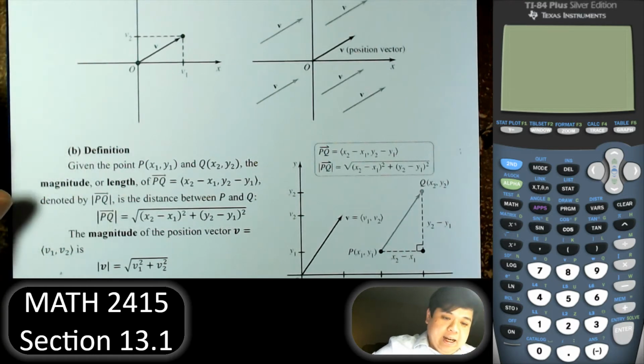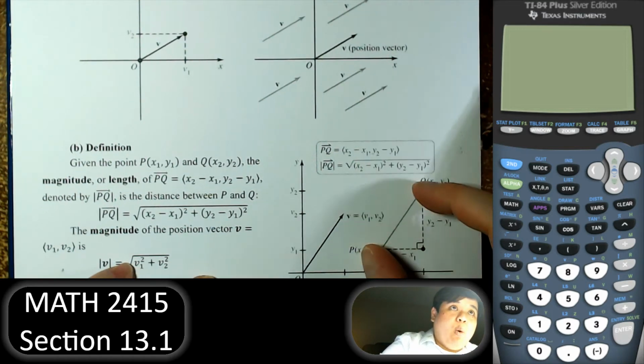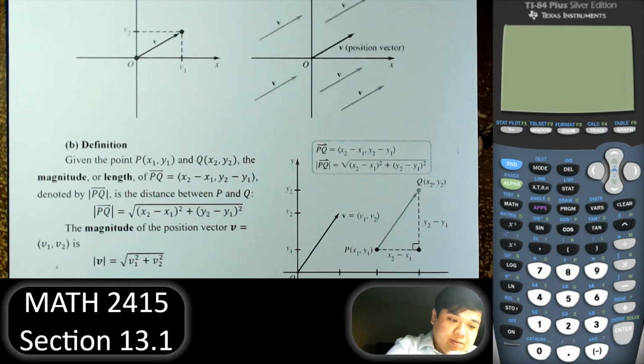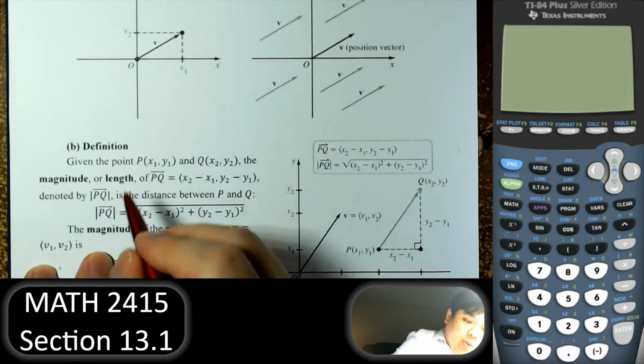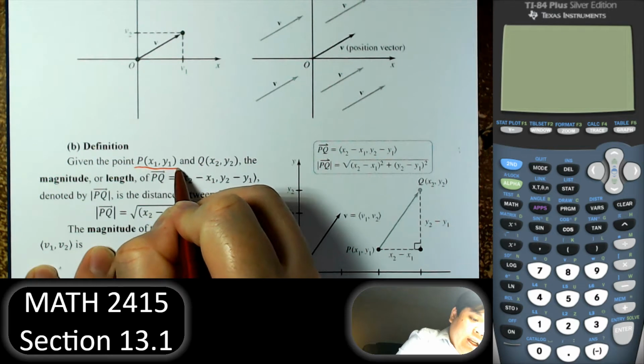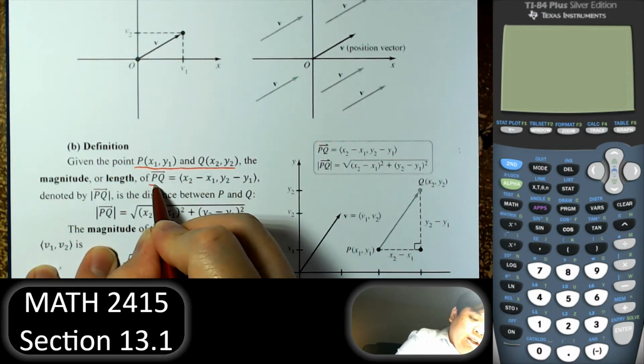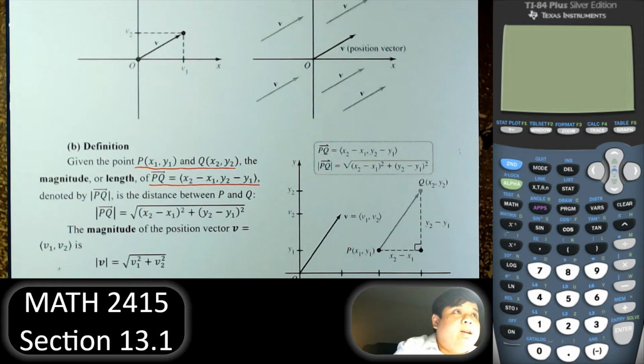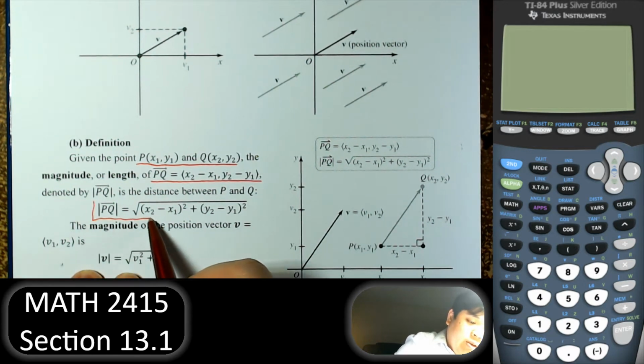Right. Now, if we have two random points outside like this, how do we write the vector? Right. So we have the points P and Q. Then the vector PQ is given in that form. And the magnitude and the length is given in this form.